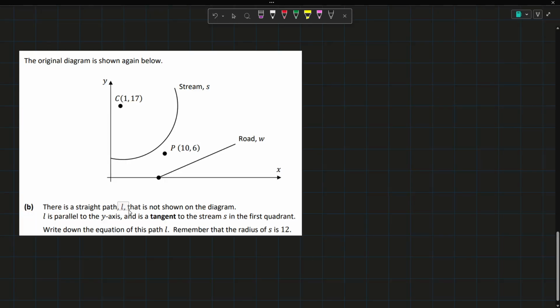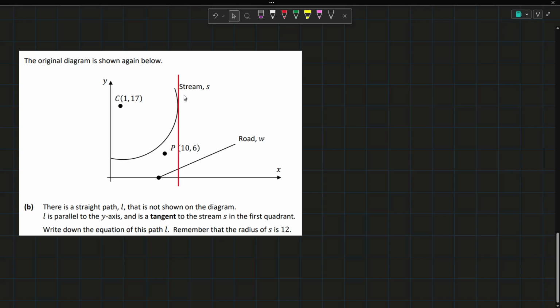So there's some path L. It's parallel to the y-axis. So basically, it's a vertical line like this, if I can get it to be completely straight, kind of like this. And then also it's tangent to the stream in the first quadrant. So it's going to be roughly there. And we're told to write down the equation of this path L.